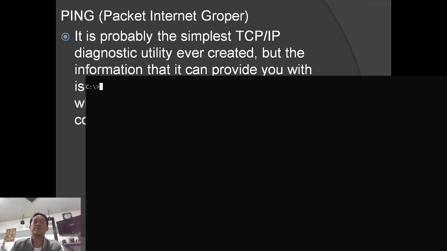Most of these are very much in use para to check if there is a problem in your network. Okay, so let's start first with the ping or the packet internet groper. It is probably the simplest TCP/IP diagnostic utility ever created, but the information that it can provide you with is important. Simply put, ping tells you whether or not your workstation can communicate with another machine.